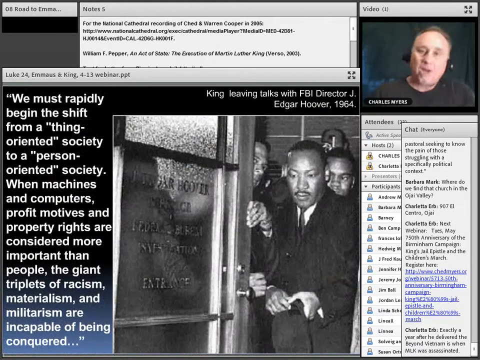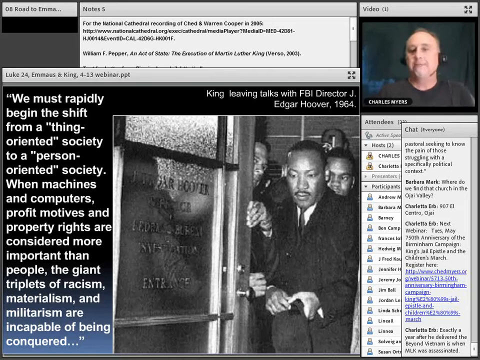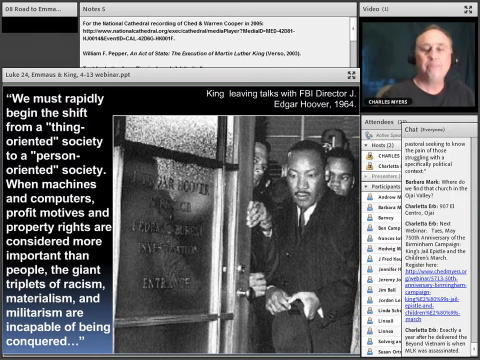And then he summarizes it toward the end of the speech with this line: we must rapidly begin the shift from a thing-oriented society to a person-oriented society. When machines and computers, profit motives, and property rights are considered more valuable, more important than people, the giant triplets of racism, militarism, and materialism are incapable of being conquered. One could argue we have arrived at that point.